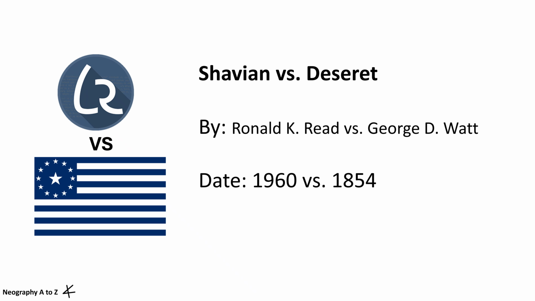Thanks again for watching. This video will be a slight departure from most of the reviews on this channel. We're going to talk about two scripts in sort of a competition for which is worse, aesthetically and based on the stated goals of each one. Shavian and Deseret are both attempts at phonemic, or to some folks, phonetic, writing for English. This video was requested by the Neography A to Z Discord community members, but I must admit, I really like this idea. If you enjoy this type of video, please make sure to let me know down in the comments.